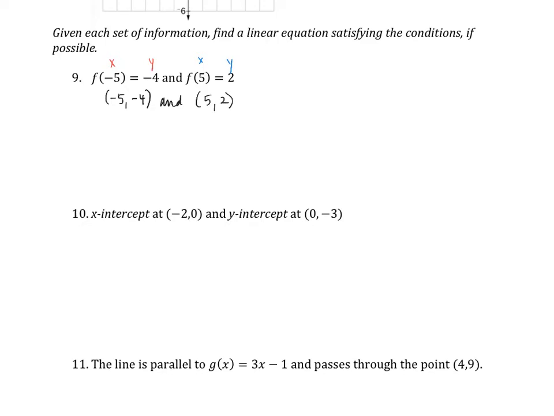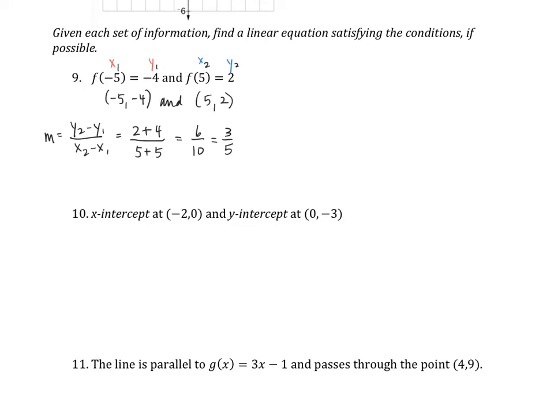So given that information, we've done that lots of times. The first thing you want to do is find a slope between the 2 points. So we're going to use the formula. m equals y2 minus y1 over x2 minus x1. I'm just going to call my first ones 1s and my second ones 2s. So that's going to be 2 minus a -4, so that'll end up being 2 plus 4. And then 5 minus a -5, that'll be 5 plus 5, so 6 over 10. Both of those can be divided by 2, so that'll be 3/5. So our slope is 3/5.